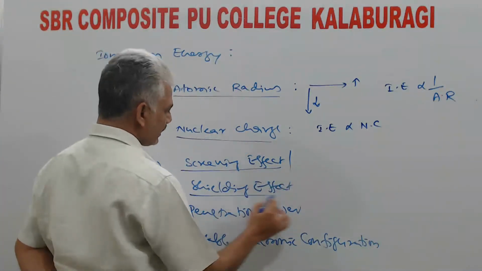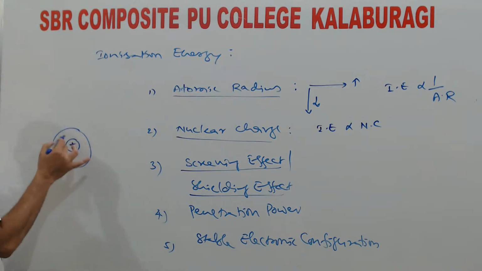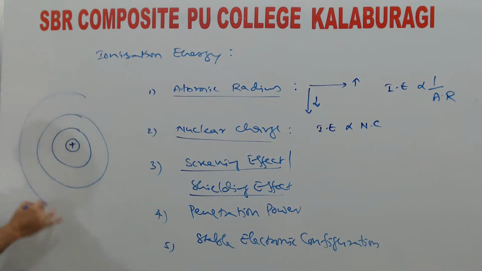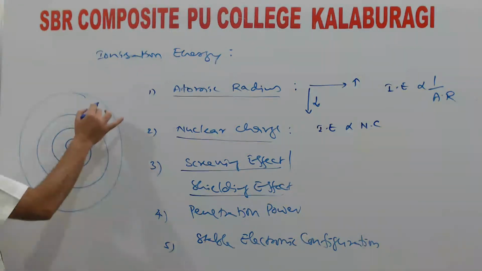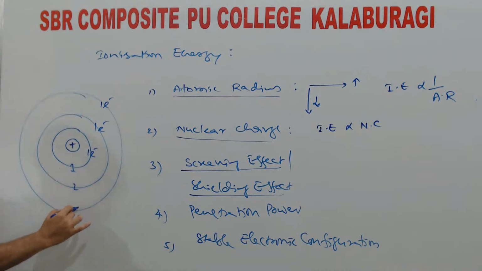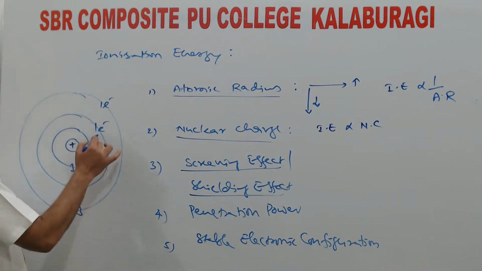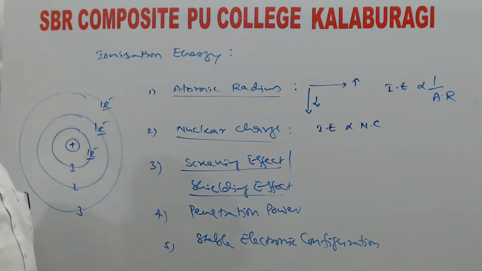Then the next factor is screening effect or shielding effect. What is meant by that? Say for example, this is the nucleus. This is first orbit, second orbit, third orbit, let us say. Here one electron is present, here one electron is present, here one electron is present. So, which electron will experience maximum nuclear force of attraction? Is it electron present in the first orbit, second orbit, or third orbit?